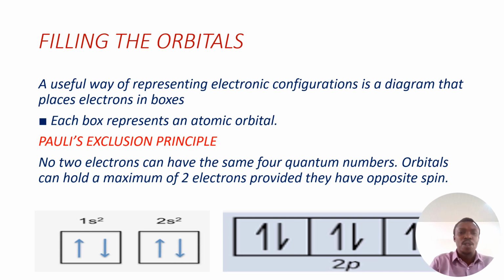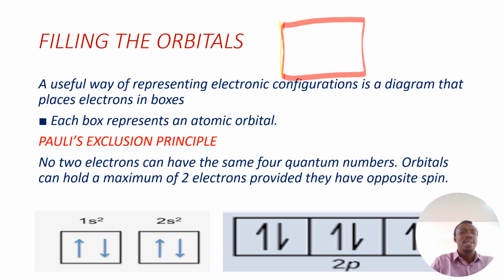Now there are principles involved. That's what we call the Pauli exclusion principle. It states that no two electrons can have the same four quantum numbers. So orbitals can hold a maximum of 2 electrons, provided that they spin in opposite directions. So this is an orbital; we are using a box diagram to represent an orbital.